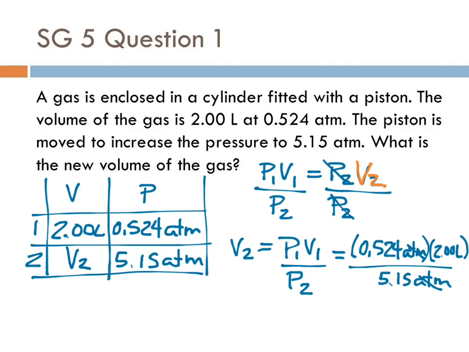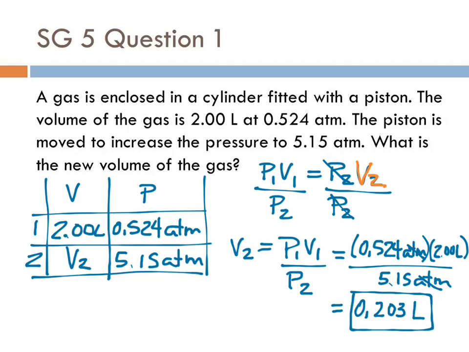And we have 0.524 times 2 divided by 5.15. And if we look at all of these numbers, they all have 3 significant figures in them. So we're going to report the answer with 3 significant figures as 0.203, and we include the unit liter. And that's the new volume.